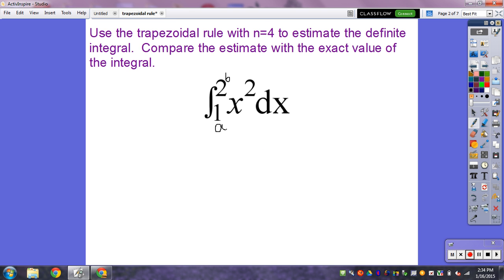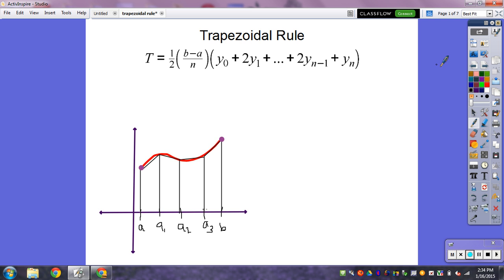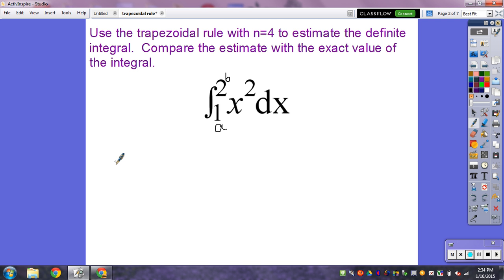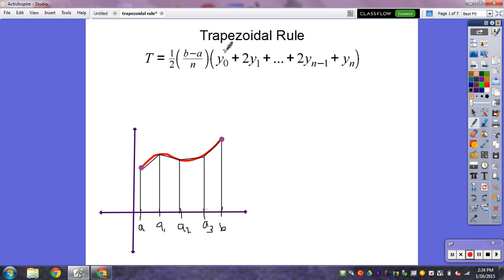And so using this setup, we have 1/2 times b minus a over n. So 1/2 times b minus a, which would in this case be 2 minus 1, over n, the number of trapezoids, which is 4. And then what I would do is I would find my y sub 0, y sub 1, y sub 2, and so on, which are the y values when I plug in the x values for the bases. And so I'm going to make a t-chart really quickly and do that.